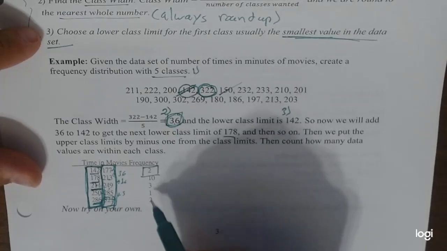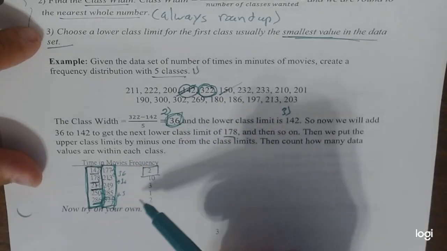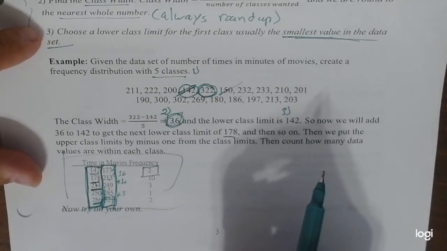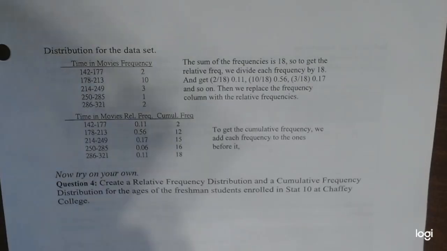And you do the same thing for 3, 1, and 2, right? You just count how many between them, and that's how many you actually have. So that's how you construct a frequency distribution. Okay. So why don't you guys try one?